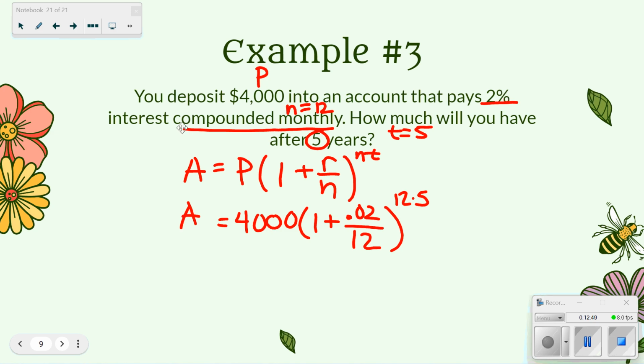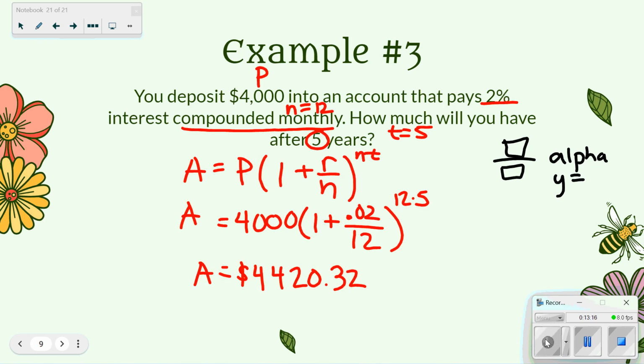So pause the video, calculate that, and once again, if you want that nice fraction in your calculator, where it gives you this box over box, hit alpha, y equals, and then hit enter after. So go ahead and calculate that, and pause the video, play when you're ready to check your answer. Alright, so after 5 years, you would have $4,420.32 in your account now.